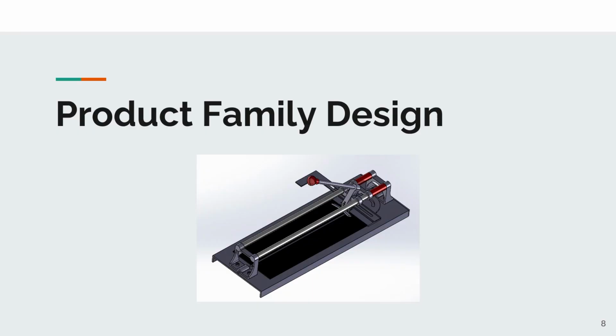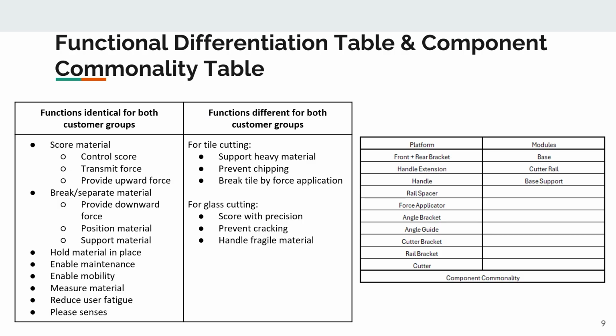Product family design. On the left, we have the functional differentiation table. Many functions are common for both use cases. For tile cutting only, it must support heavy material and prevent chipping. For glass cutting, it must score with precision and prevent cracking. For glass, it has to support a larger material because glass windows are usually larger than tiles.